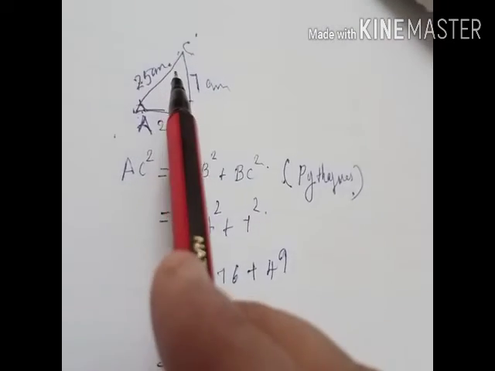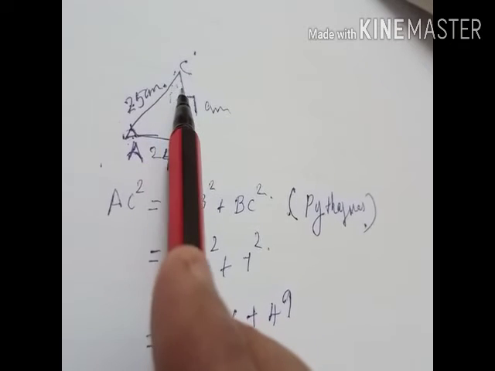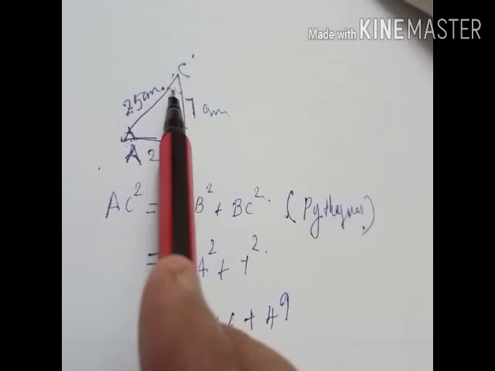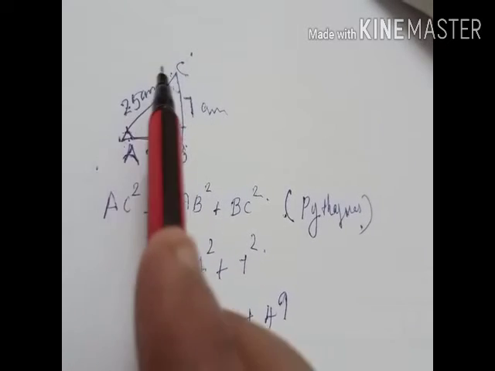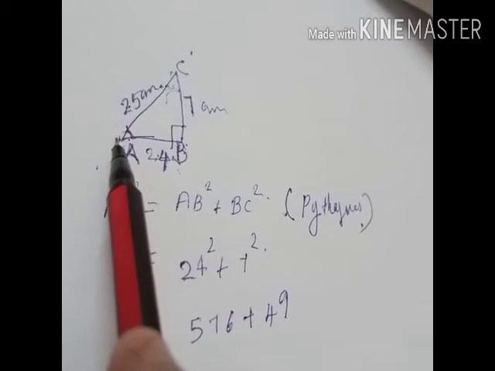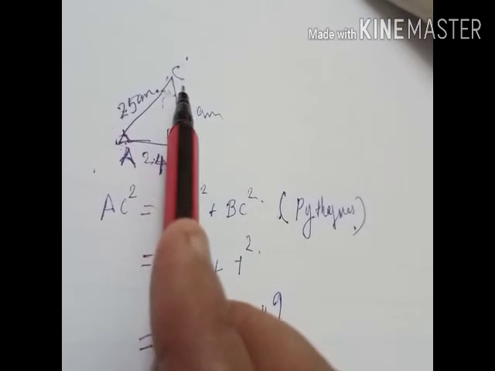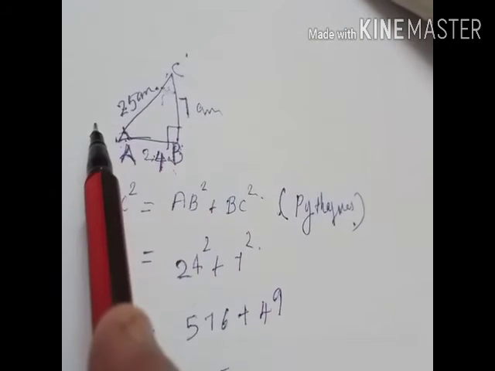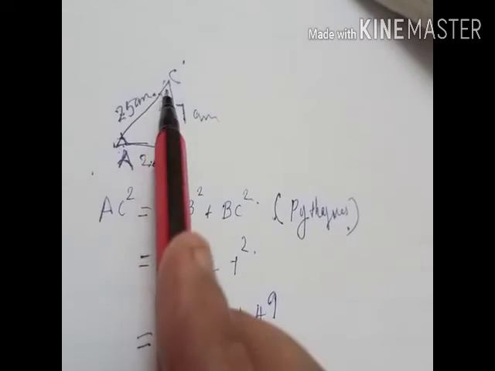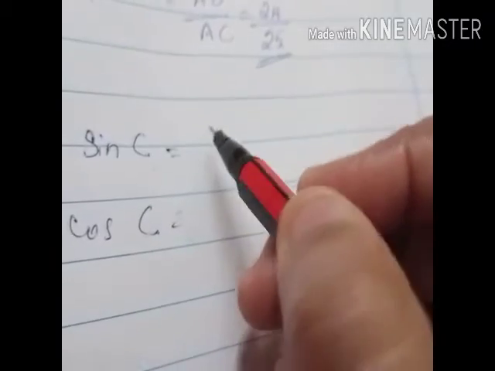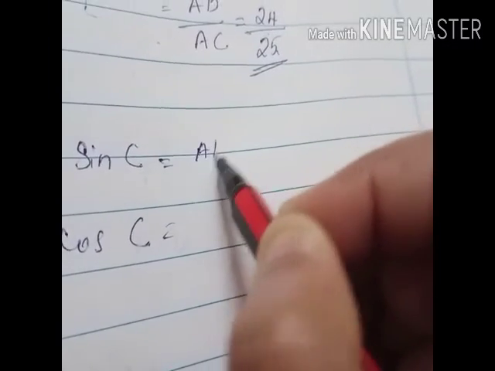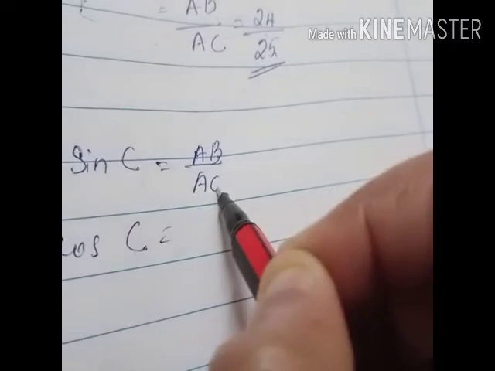Okay, so according to the figure, we want to find the trigonometric ratios with respect to angle C. So opposite by hypotenuse, that is AB by AC, is sin C. Adjacent by hypotenuse, that is BC by AC, that is cos C. Okay, so here we can write sin C equal AB by AC.